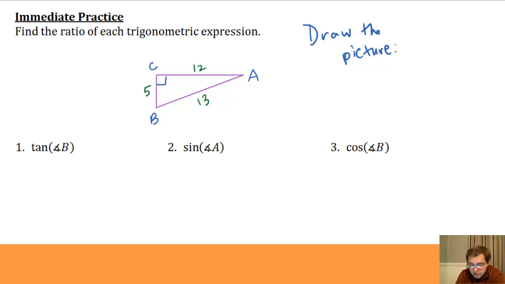So find the ratio that represents the tangent of angle B, which would be the opposite leg over the adjacent leg. Find the ratio that represents the sine of angle A, which would be the opposite leg over the hypotenuse. And find the ratio which represents the cosine of angle B, which would be the adjacent leg over the hypotenuse. Just write those three fractions. And that is the end of sections 8.5 and 8.6.